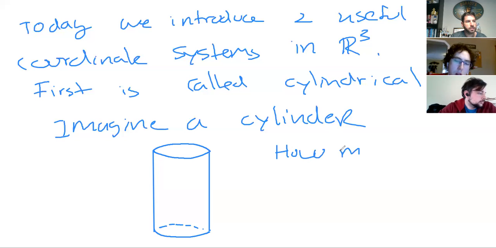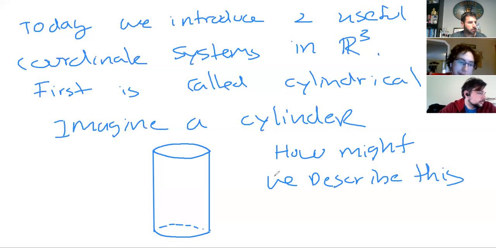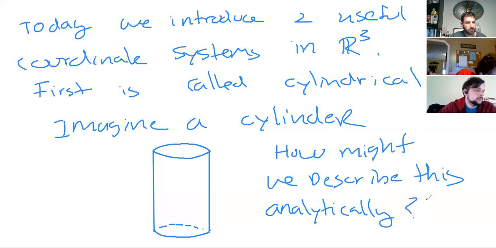So the question is, how might we describe this? And the fancy word for this is analytically. That is, can we give you equations and the equations describe this surface? Just like the equation y equals mx plus b describes a line, or the equation y equals x squared describes a parabola. How do we describe a cylinder?